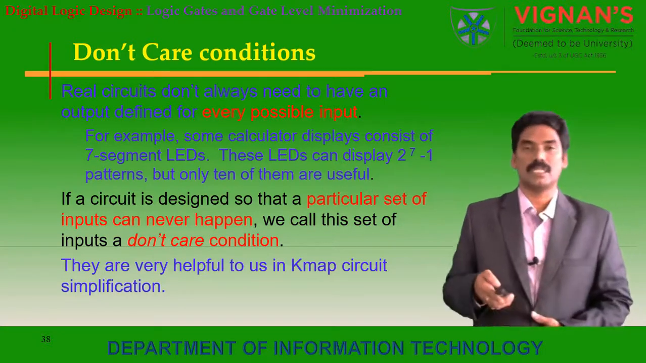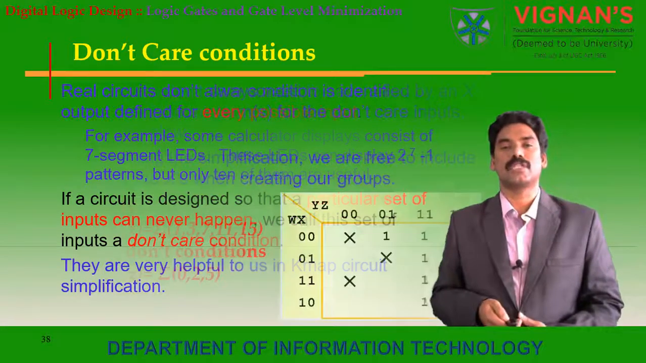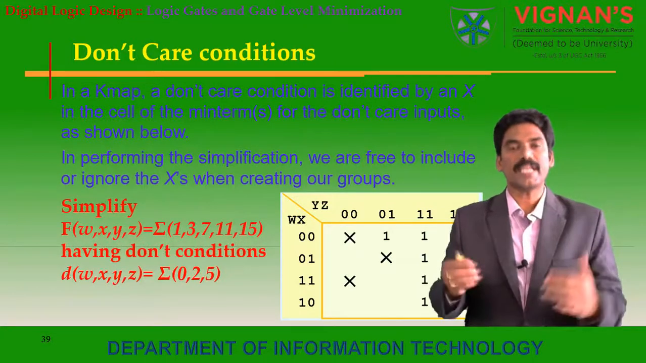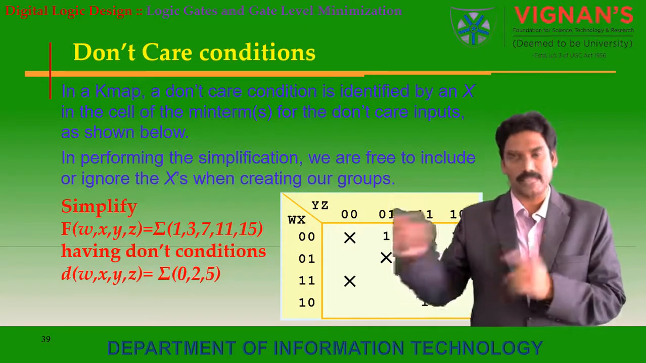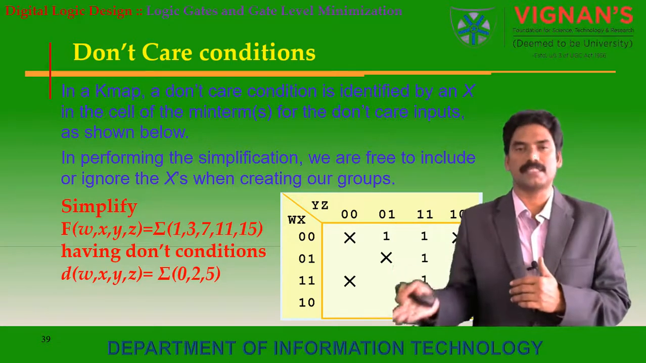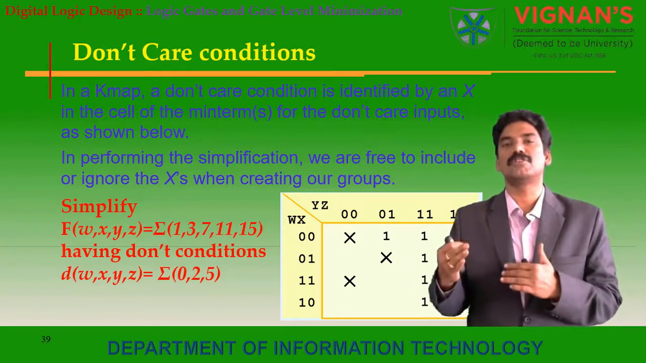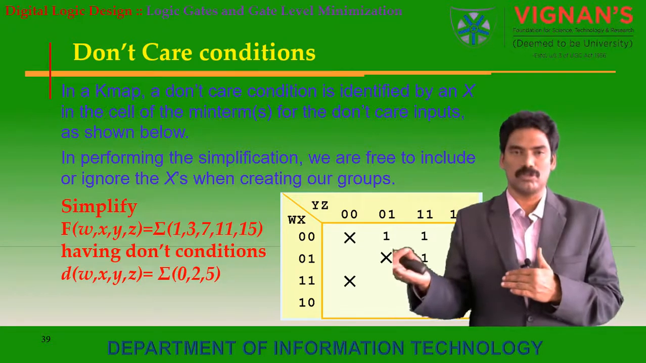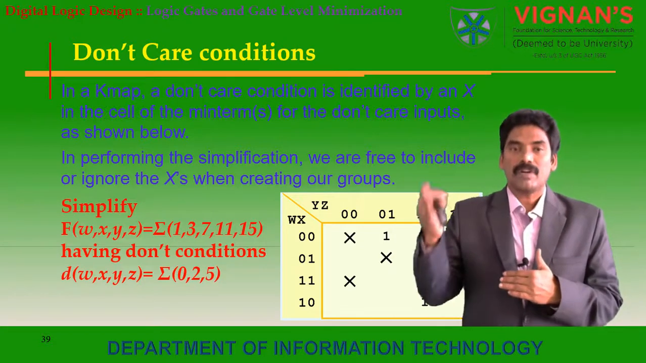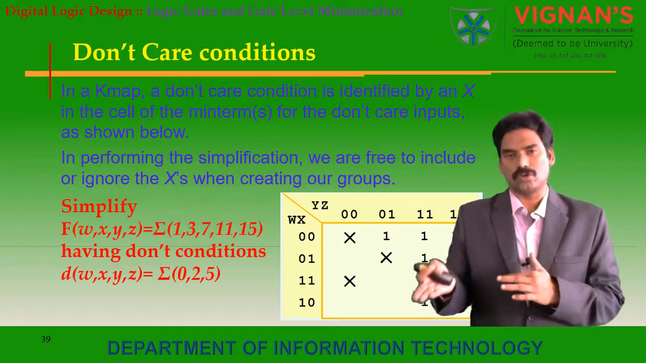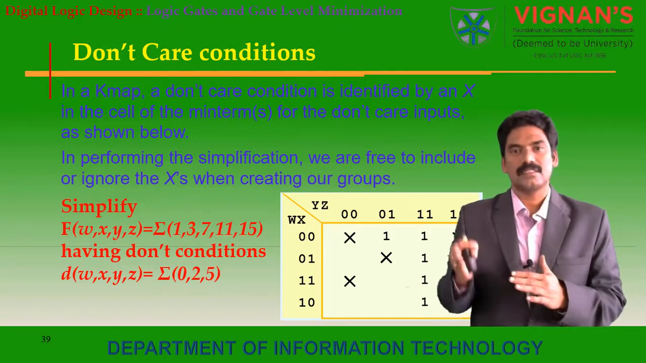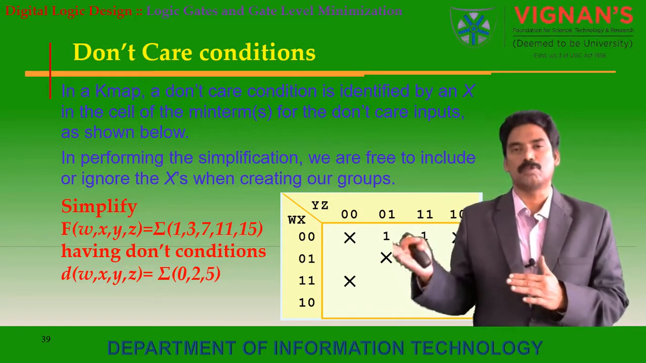Now we will discuss in detail how to handle these don't care conditions. In a K-map, a don't care condition is identified by an X symbol. We denote it as X in the cell of the minterms for the don't care inputs as shown below. In performing the simplification, we are free to include or ignore the X when creating our groups.